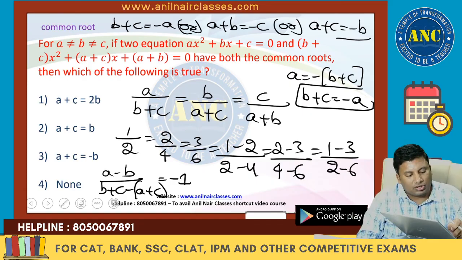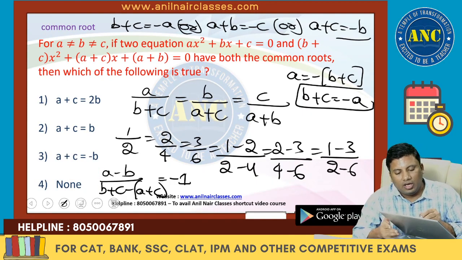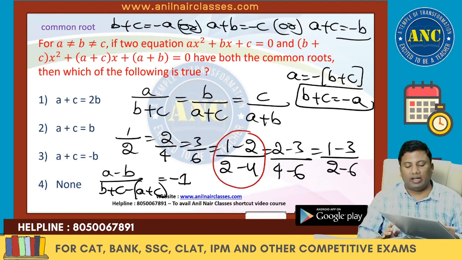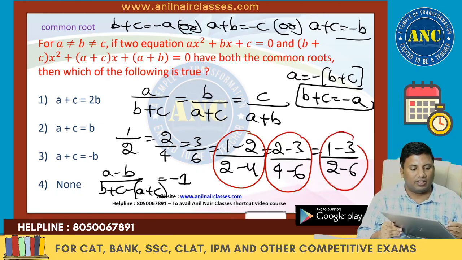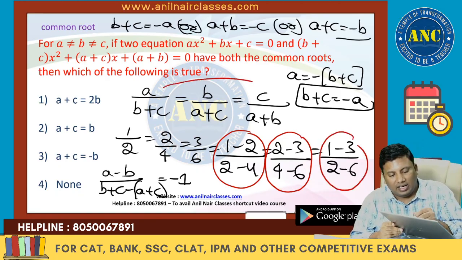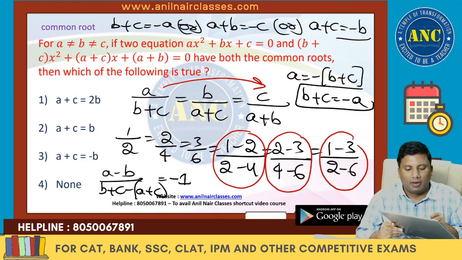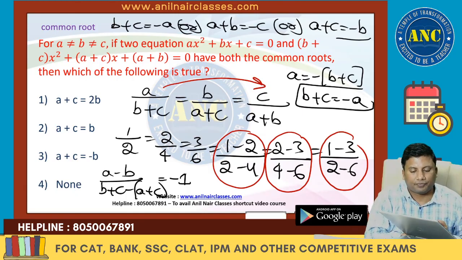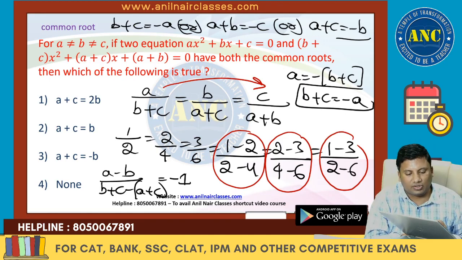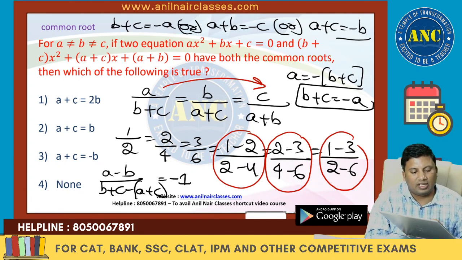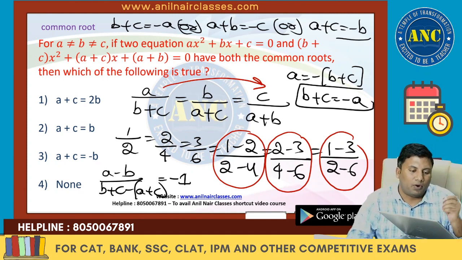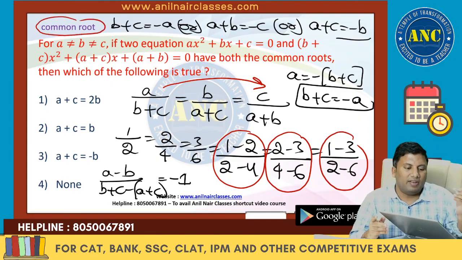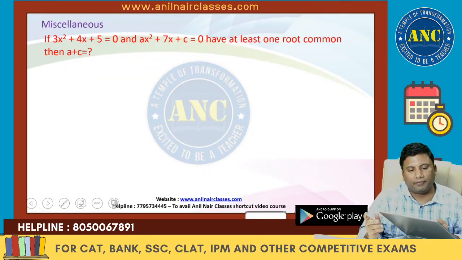If two ratios are given, it is equivalent to the difference between the numerators by the difference between the denominators. If I take the difference between first and third, b will get cancelled. So I will get minus 1. So a is equivalent to minus of b plus c, b plus c is equivalent to minus a. I hope it is clear. Very, very important problem it is, sir. Next one.